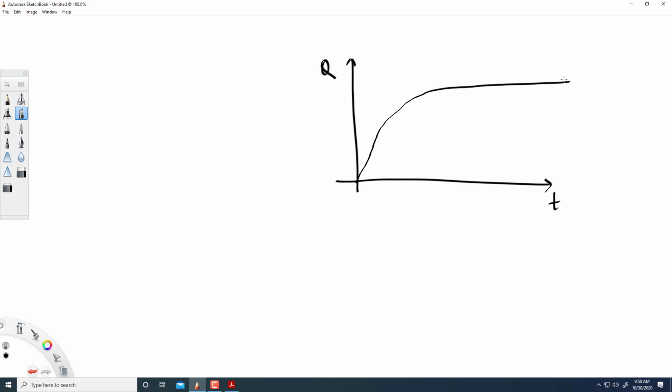So what I mean is, you start to charge. That's the time axis. That's the charge. Initially, there is 0 charge. You start to charge. It reaches some maximum, and after it reaches maximum, it will just become flat.